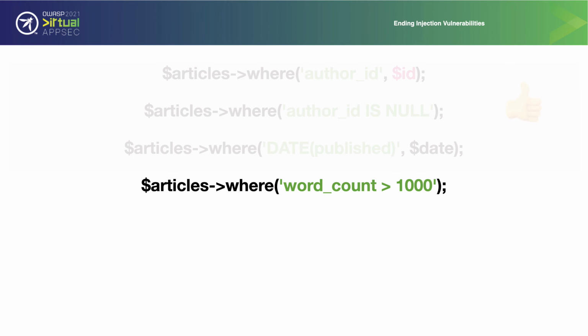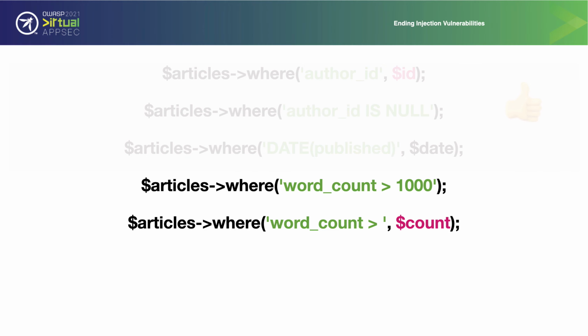The correct way of doing it, if you understood the database abstraction correctly, you'd read all the documentation, you weren't making any mistakes, is you would provide them as two separate values again. First of all, you would say word count is greater than. That's the developer defined string. And then as a separate part, you provide the count.